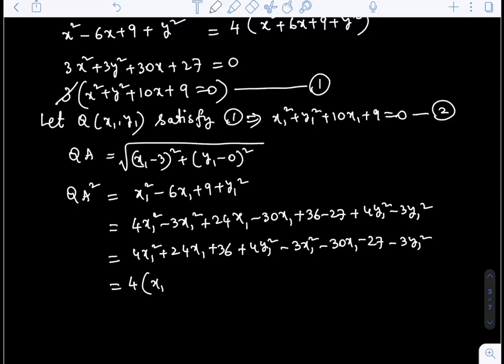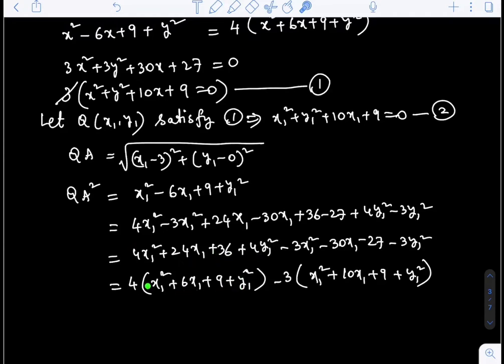After taking 4 common, here x1 square plus 6x1 plus 9 plus y1 square. And here after taking minus 3 common, x1 square plus 10x1 plus 9 plus y1 square. See what happened? 4 common means 4 6s, 4 9s, 4 1s, and here also 4 1s. All plus symbols only. Here all were minus, that's why when we take minus common, everything inside the bracket becomes plus. And 3 came outside means here 1s, here 10s, here 9s, here 1s.